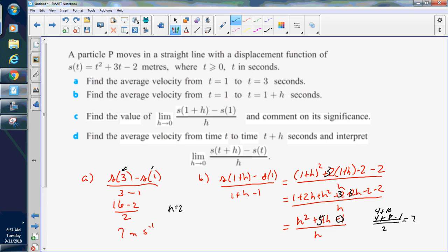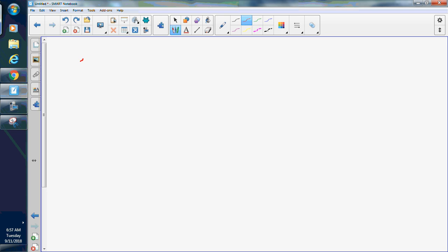Now to letter C, to find the limit of the expression. In letter C, we're doing the limit as h approaches 0 of s of 1 plus h minus s of 1 over h. Well, that limit is familiar. That limit is the derivative. So this is really telling us to find the derivative of our function evaluated at 1.